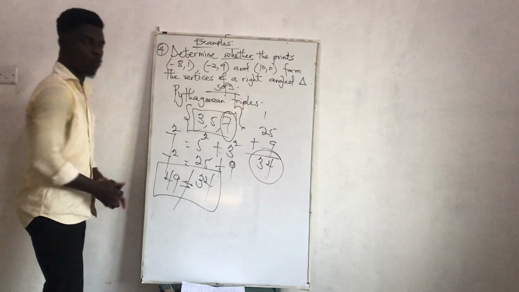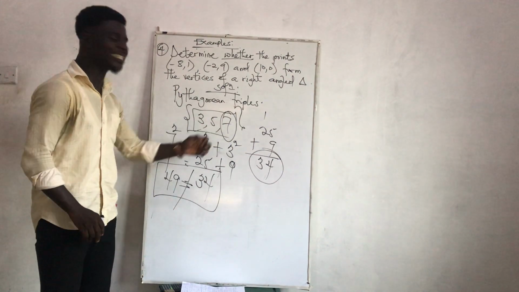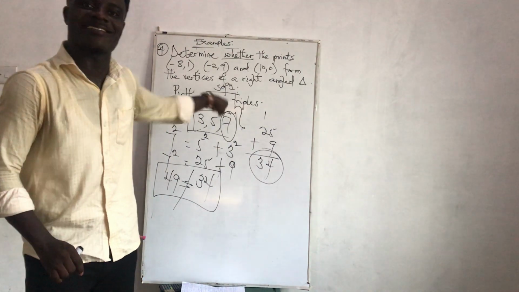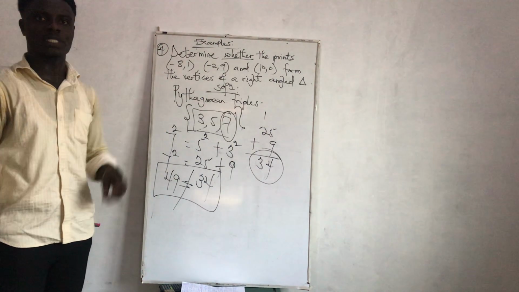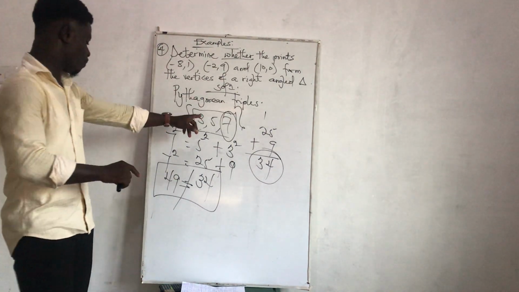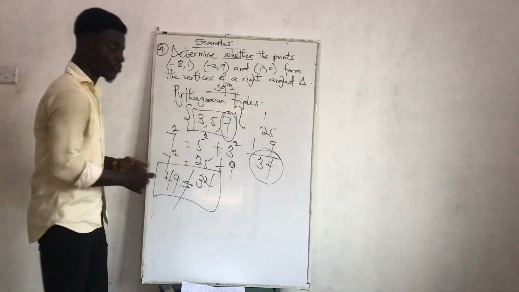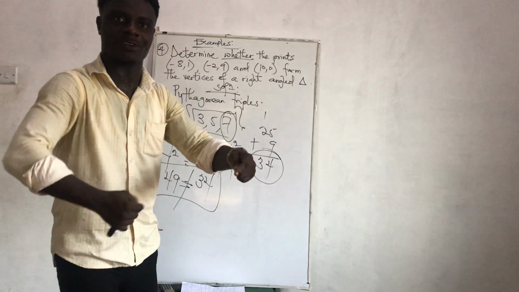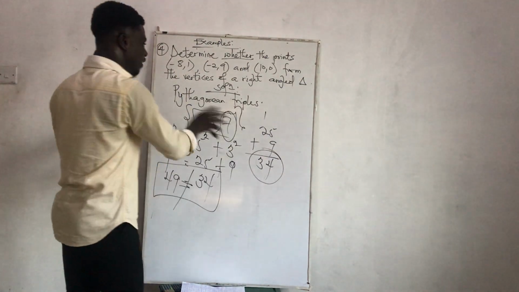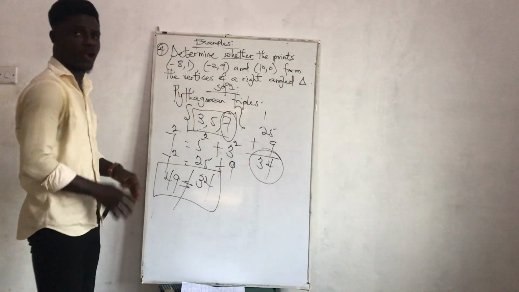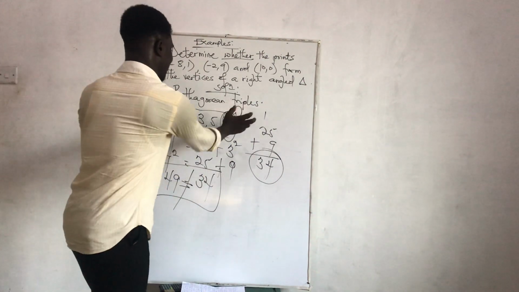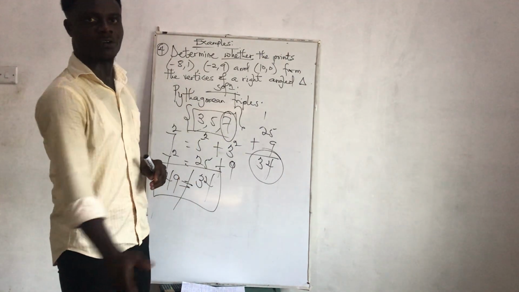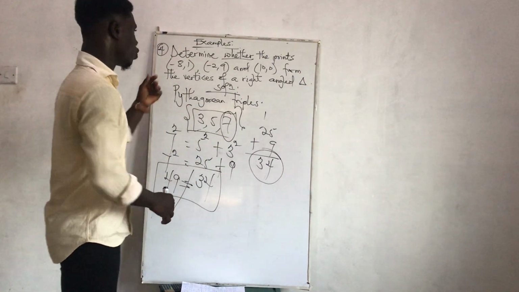is not equal. So then that means this is not a Pythagorean triple. Why is it not a Pythagorean triple? Because it does not obey the Pythagoras theorem. So if it doesn't obey the Pythagoras theorem, then we disqualify this set as a Pythagorean triple. So that's what we are saying here.